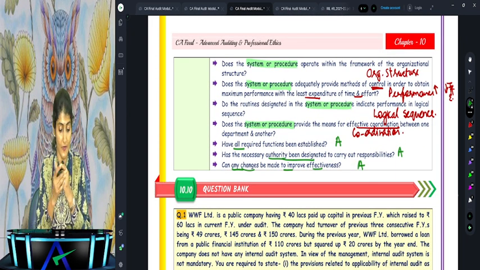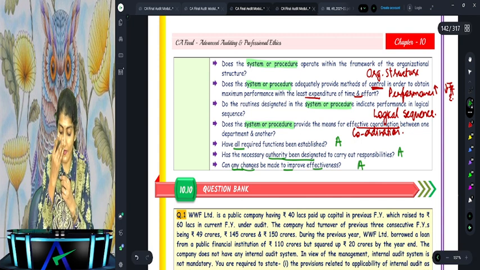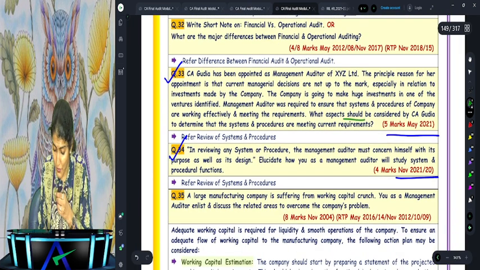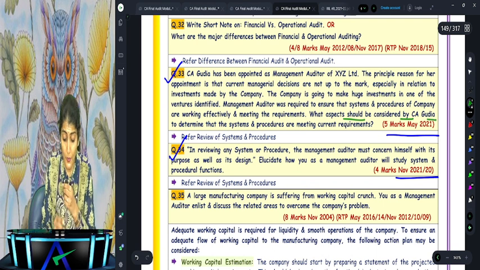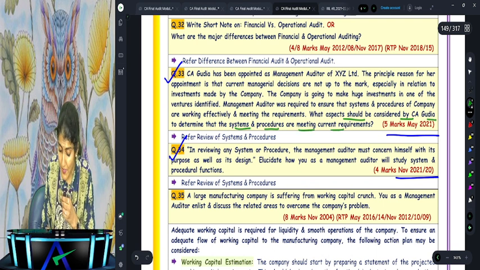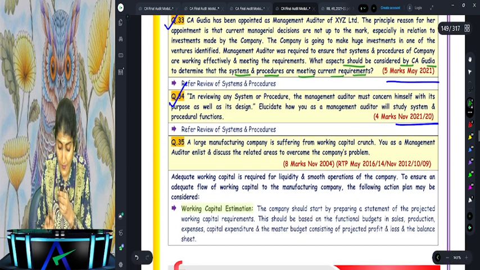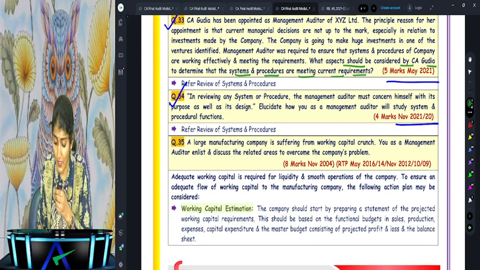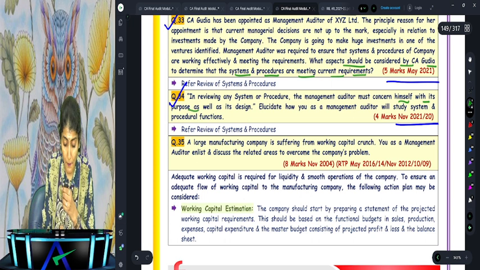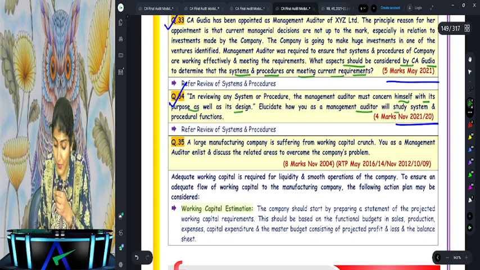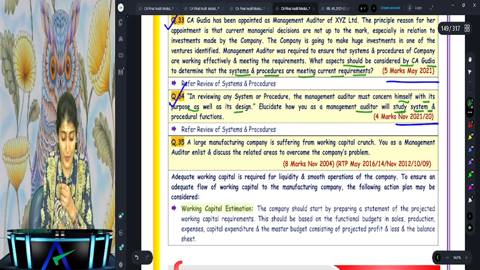Right? Have we discussed that? Is it meeting the current requirement? Okay. So what does it say? What aspects should be considered by the CA to determine that the systems and procedures are meeting the current requirement? And in review of any systems and procedure, the management auditor must concern himself with the purpose as well as the design. Elucidate how you as a management auditor will study the system and procedural function.